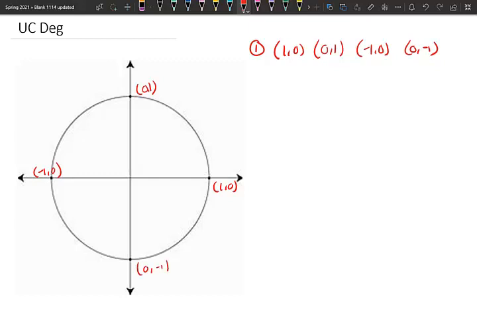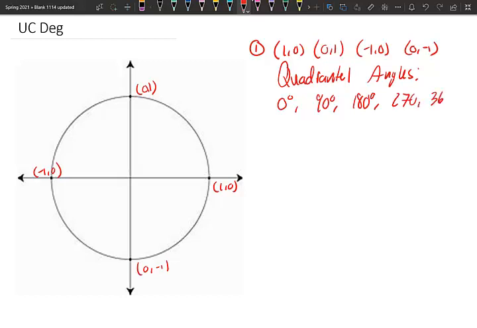Those are also, remember, our quadrantal angles, which are 0 degrees, 90 degrees, 180 degrees, 270 degrees, 360 degrees. Those you have to remember, so you should have those memorized. So we have 0 degrees, 90 degrees, 180 degrees, 270 degrees, and then 360 degrees.